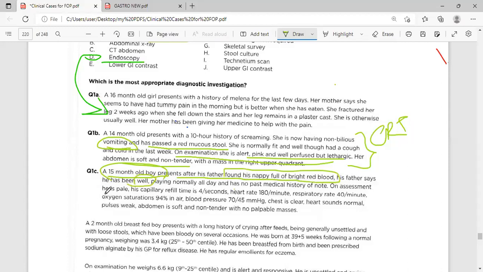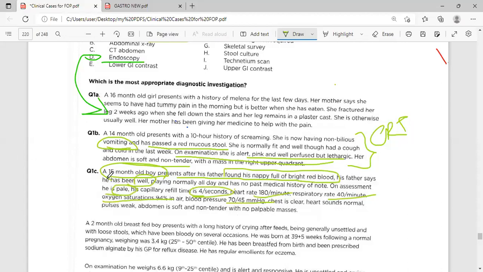On assessment, he is pale. His capillary refill time is 4 seconds and heart rate is 180. Heart rate is increased, CRT increased, respiratory rate is 40 per minute, and oxygen saturation 94% in air, blood pressure 70 by 45 millimeter of mercury, chest is clear, heart sounds normal, pulse is weak, abdomen is soft and non-tender with no palpable masses.